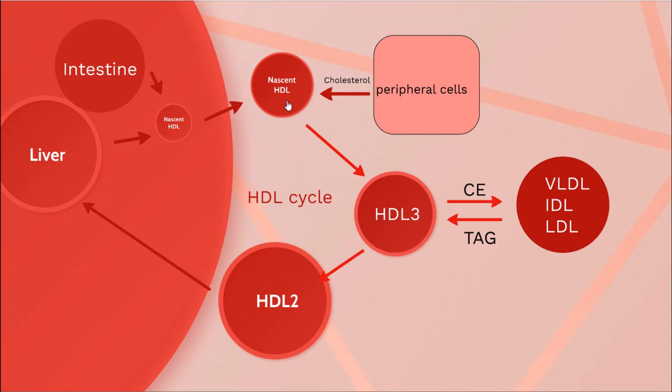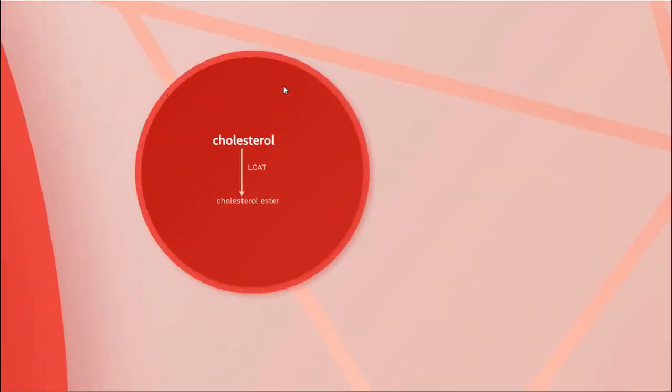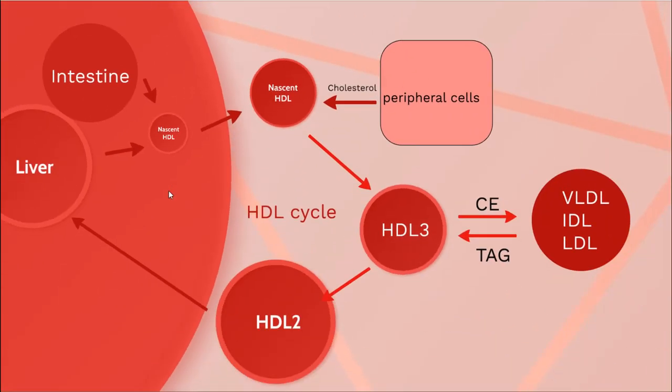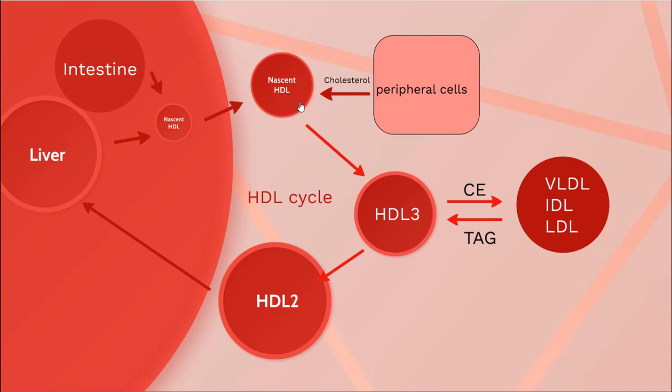While traversing the circulatory system, HDL gets attached to the HDL receptor situated on the peripheral cell and takes up cholesterol from the cell. After coming to HDL, the cholesterol converts into cholesterol ester by the enzyme lecithin cholesterol acyltransferase. Gradually, after accumulating cholesterol ester, nascent HDL matures into a spherical form. This is called HDL3.